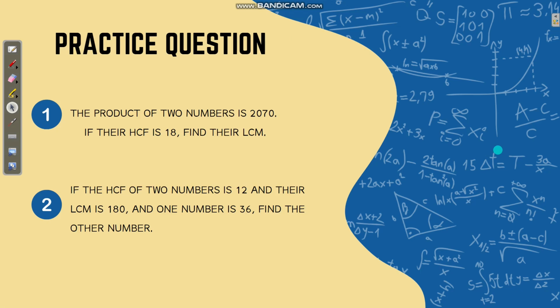Okay, so here are a few practice questions. The first question is, the product of two numbers is 2070. Their HCF is 18, so you need to find the LCM. Similar concept, 2070 divided by 18. Second, if the HCF of two numbers is 12 and the LCM is 180 and one of the numbers is 36, find the other number. So you know the LCM, you know the HCF, you know the first number, you find the second number. Just divide. So you have to multiply 12 into 180 upon 36, you will get your answer.